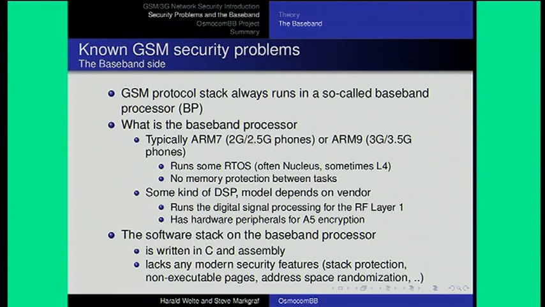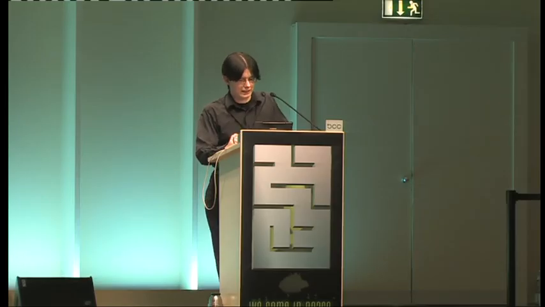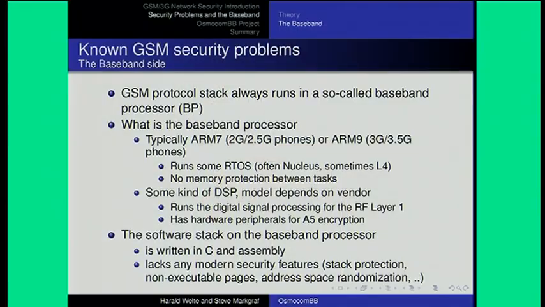So what is this processor? We typically see ARM7 or ARM9 cores in the low-end phones that we are looking at, and for GSM as a first step, it's ARM7 cores. They run some real-time operating system. Sometimes, actually, they don't run any operating system because it's not required for the kind of tasks it does. At least on ARM7 cores, it's very clear that you have no memory protection between tasks because an ARM7 doesn't have a memory management unit. There are no virtual addresses. There's nothing. Then next to the ARM core, you have a DSP. The actual DSP model and type depends on the vendor of the baseband chipset. The DSP runs the signal processing part for the RF layer 1. It's only the signal processing part.